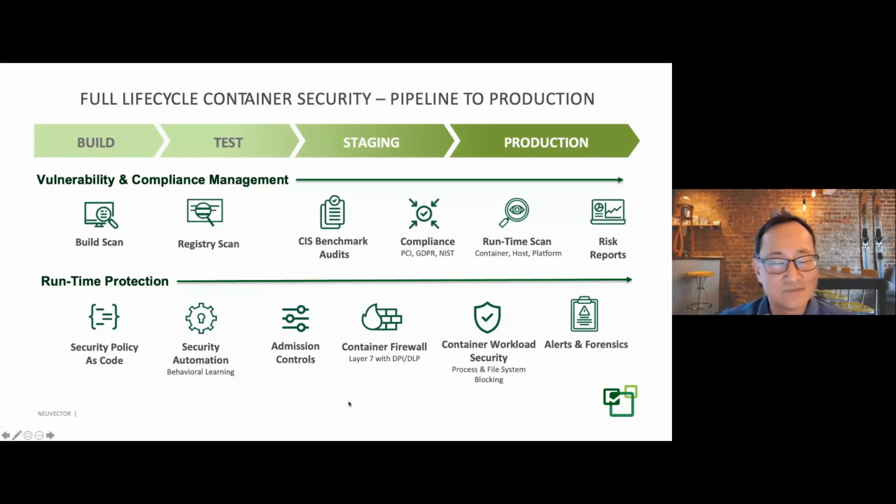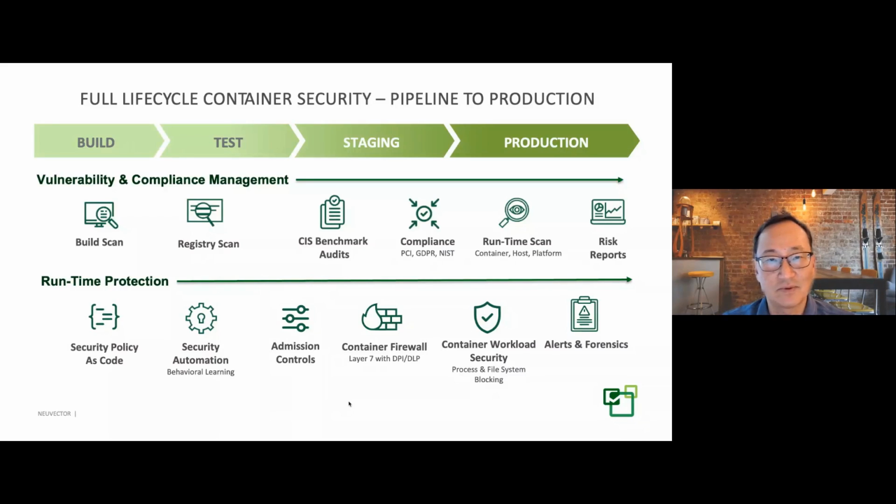Now on the runtime side, we'll start in the middle there with admission controls. After NeuVector has scanned an image in a registry for vulnerabilities, NeuVector can block unauthorized or vulnerable deployments into that production environment. And we integrate with the Kubernetes and OpenShift admission controller to be able to do that.